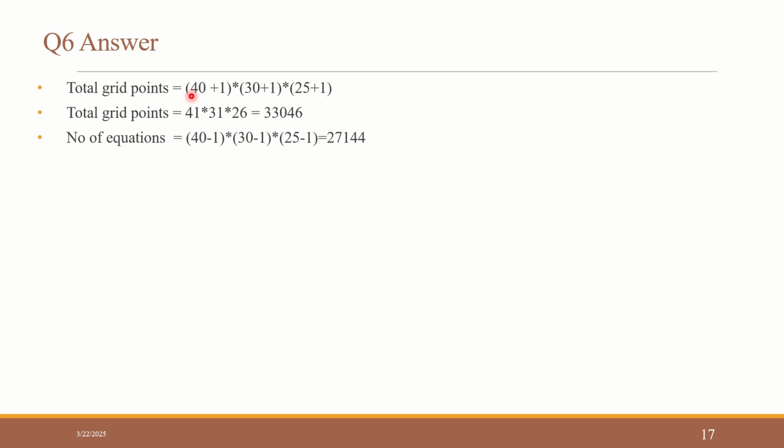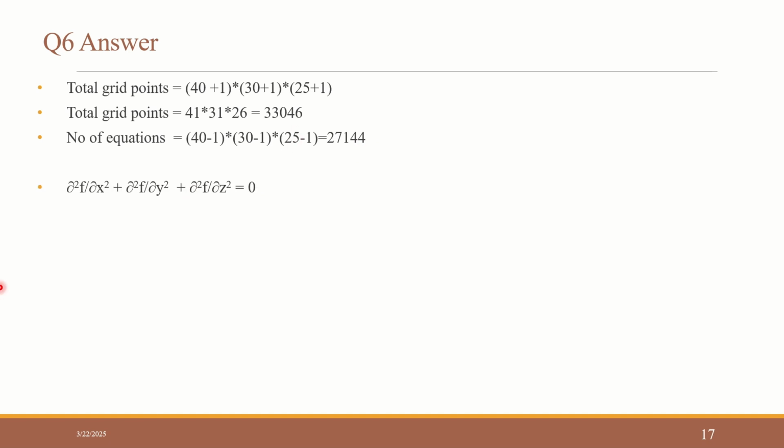Or in other words, what we can do is 41 minus 2 boundaries, top and bottom or left and right. So 41 minus 2 is also 39, 40 minus 1 is also 39. It is all conceptual. Whichever way you go, it is right. So it is 39 into 29 into 24, which is giving us 27,144 equations. This is total grid points. This is total number of equations.